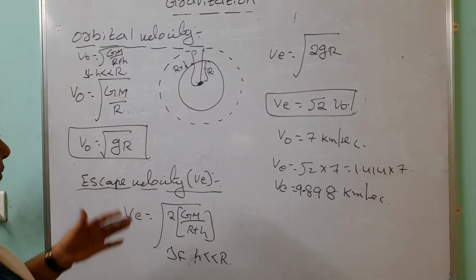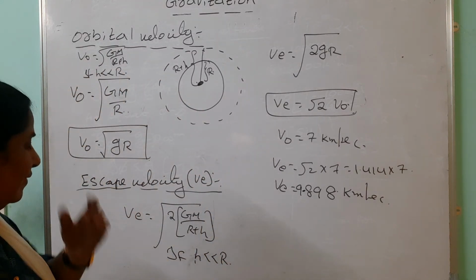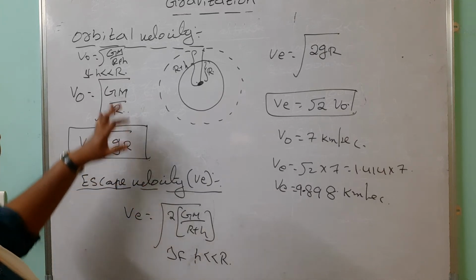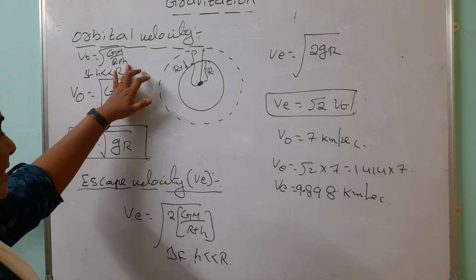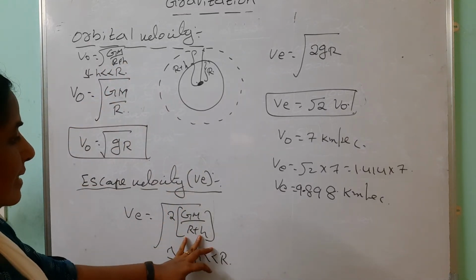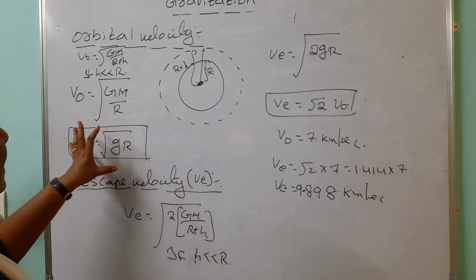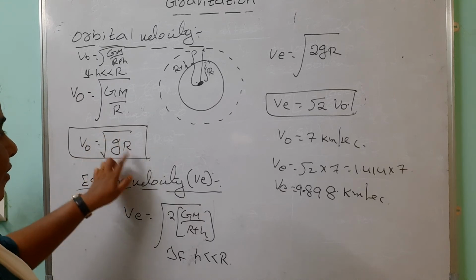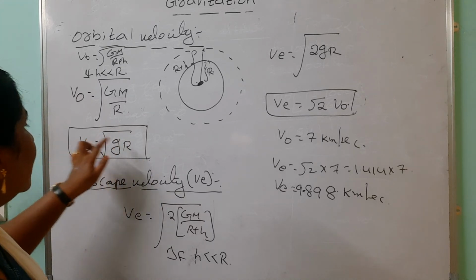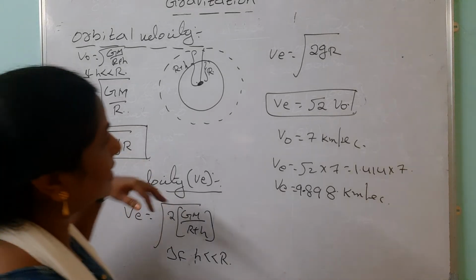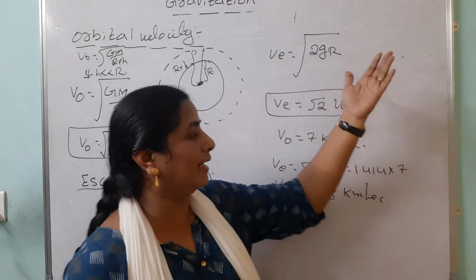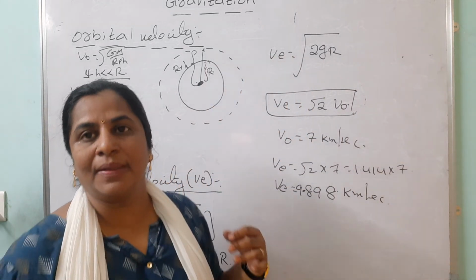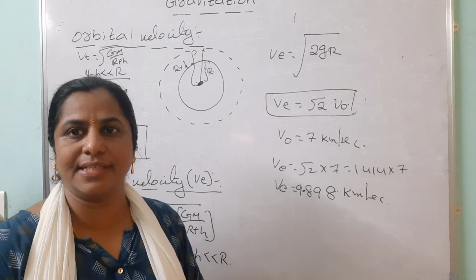These are very important, escape velocity and orbital velocity. You should remember, when you consider the height, this is the orbital velocity, and this is the escape velocity. If we neglect the height, we can use them in terms of mass or in terms of radius. From this, what you understand is that orbital velocity depends on the radius of the planet, and escape velocity also depends on the radius.